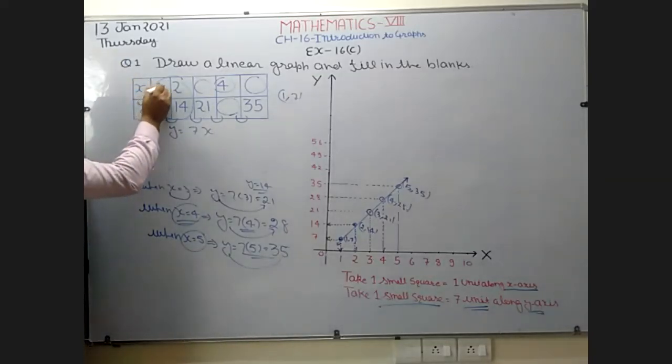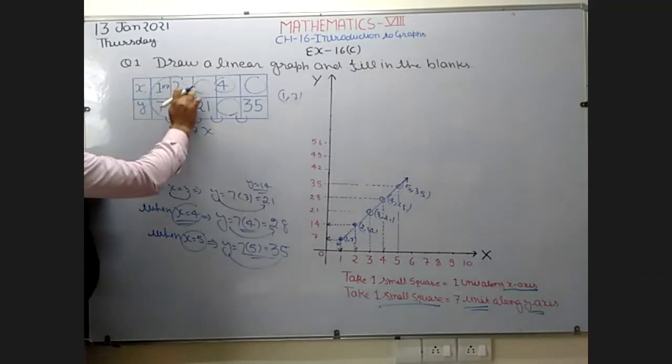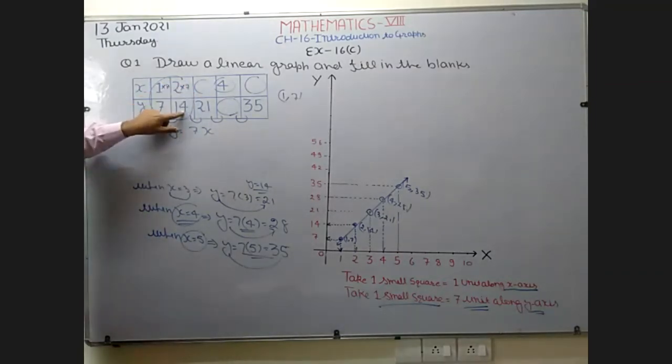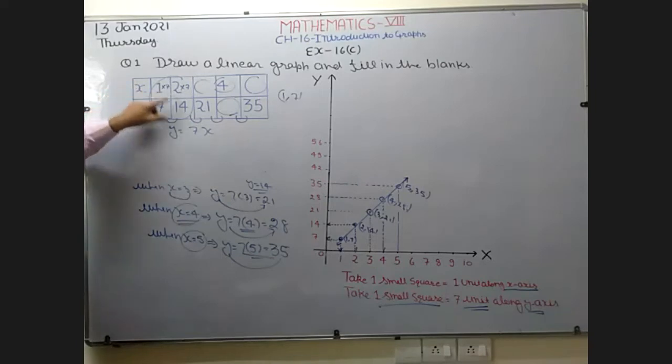When you multiply 1 by 7, what is the answer? 7 ones are 7. When you multiply 2 by 7, what is the answer? 7 twos are 14. It means what is the relation between x and y? So y is equal to 7 times x.